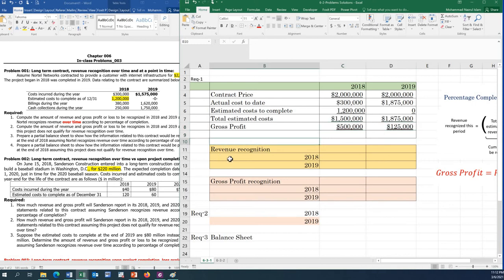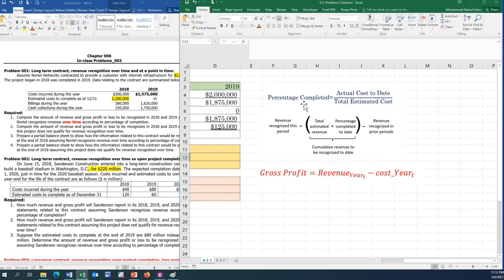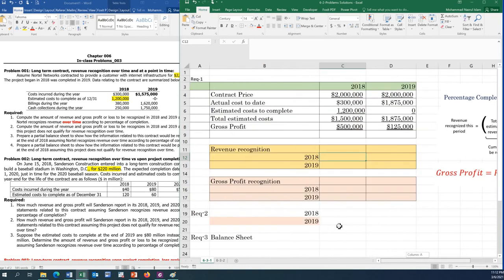Okay, and now revenue recognition. How much revenue will we be recognizing in 2018 and 2019? Before doing that, let's see the formula. The percentage completed would be actual cost to date divided by total estimated cost, and the revenue recognized should be equal to percentage completed to date multiplied by the total estimated revenue, and if we already recognized revenue in the prior years, we must subtract that. And the gross profit would be equal to revenue in year T minus cost in year T.